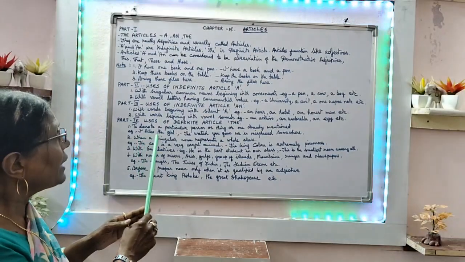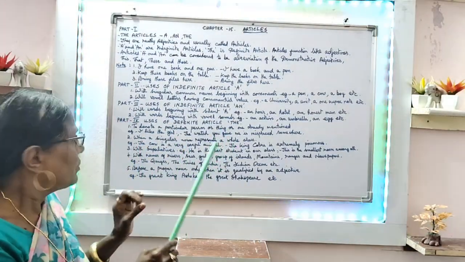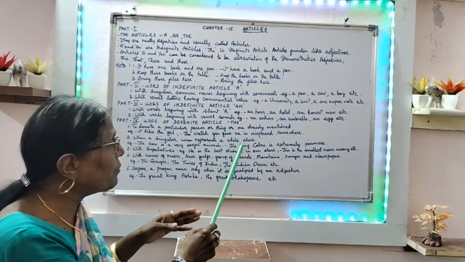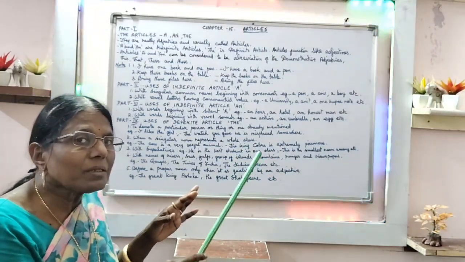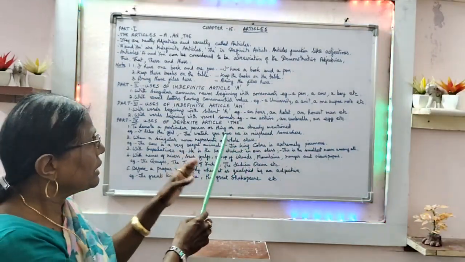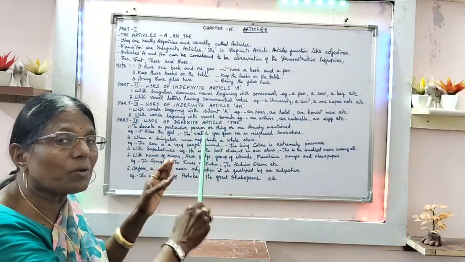Example, I like the girl. Talking about the particular girl. That is why, the girl. The watch you gave me is misplaced somewhere. What happened? I am talking about the same watch you gave me. So it is already mentioned, we are mentioning the same.